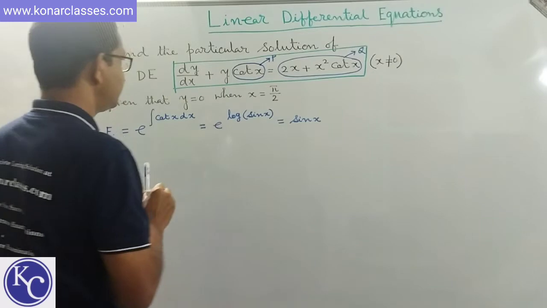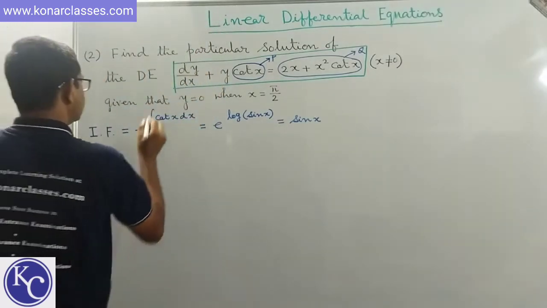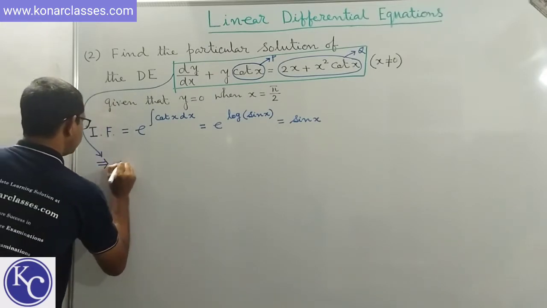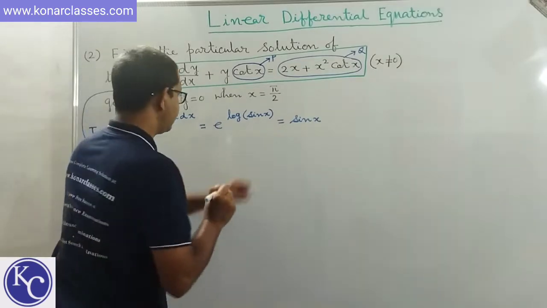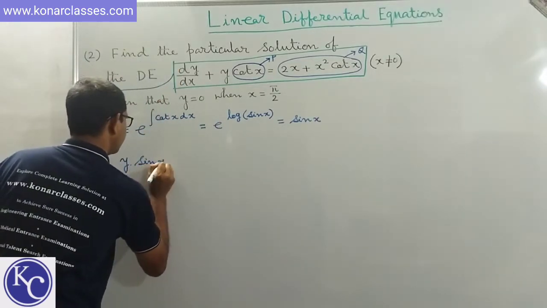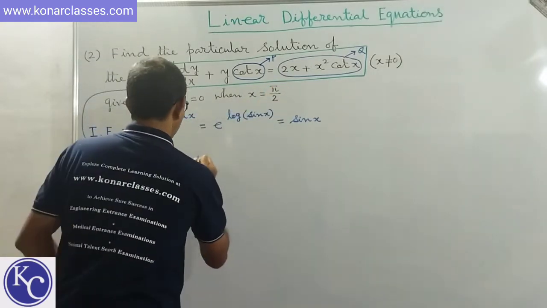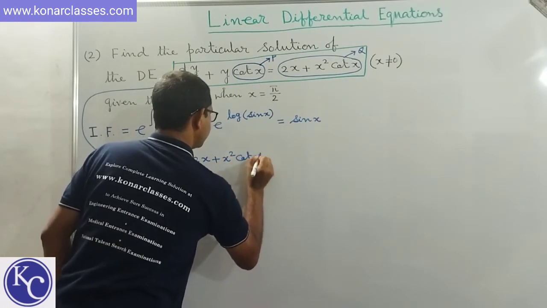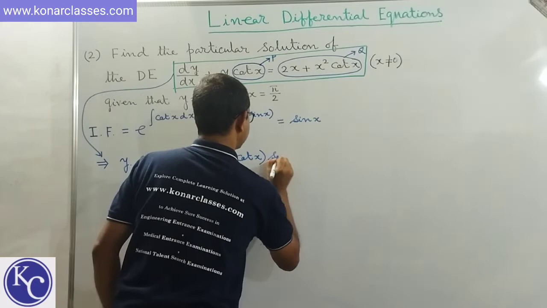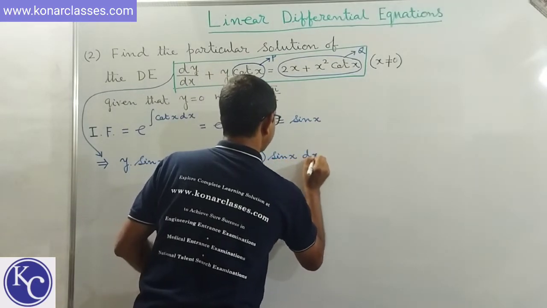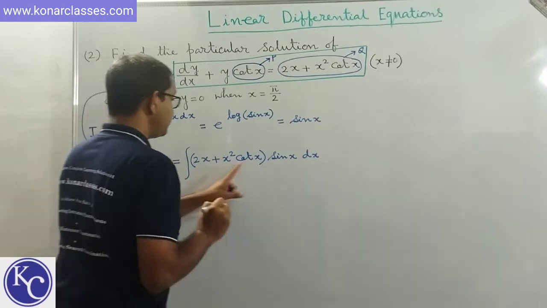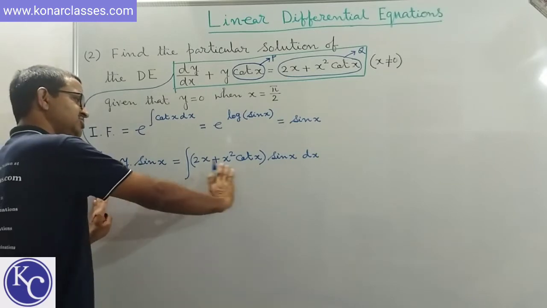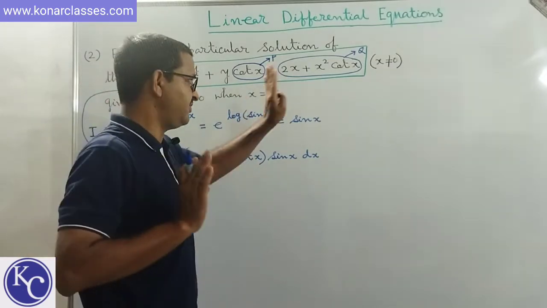dy/dx plus y cot x equal to 2x plus x square cot x. So from here what we are going to get is something like this. The solution to this differential equation becomes y into the integrating factor, that is sin x, is equal to, what is q? 2x plus x square cot x, into sin x dx. Why into sin x? Because we need to multiply q with the integrating factor, that is sin x, and integrate. Now the solution to this integration is the solution to the given differential equation.